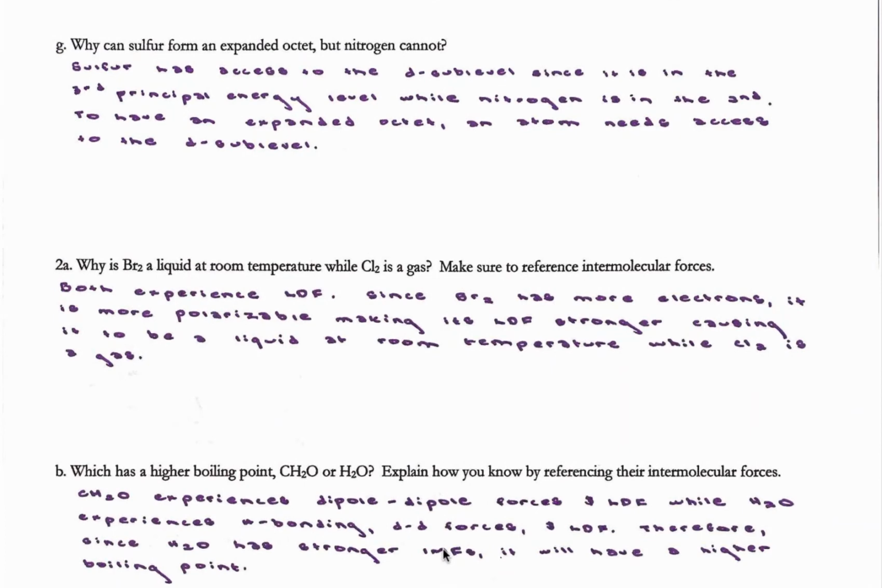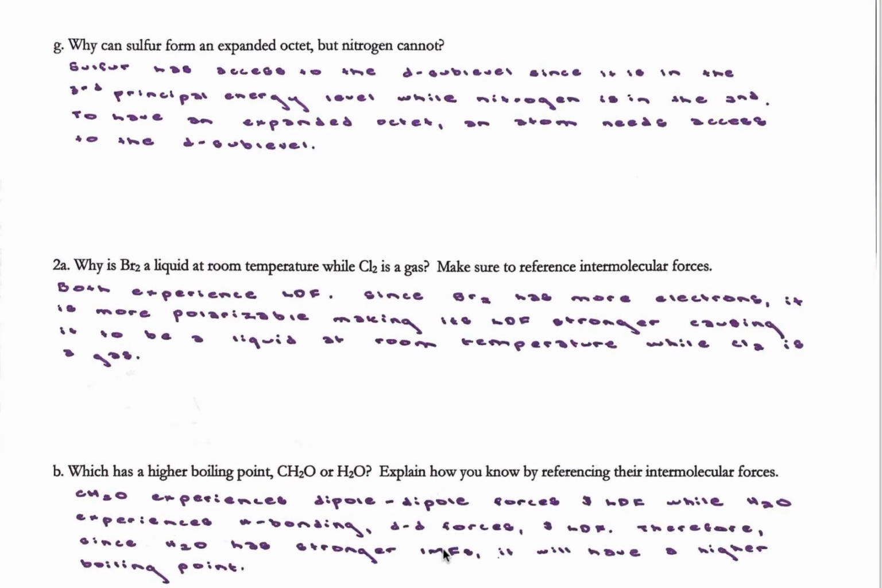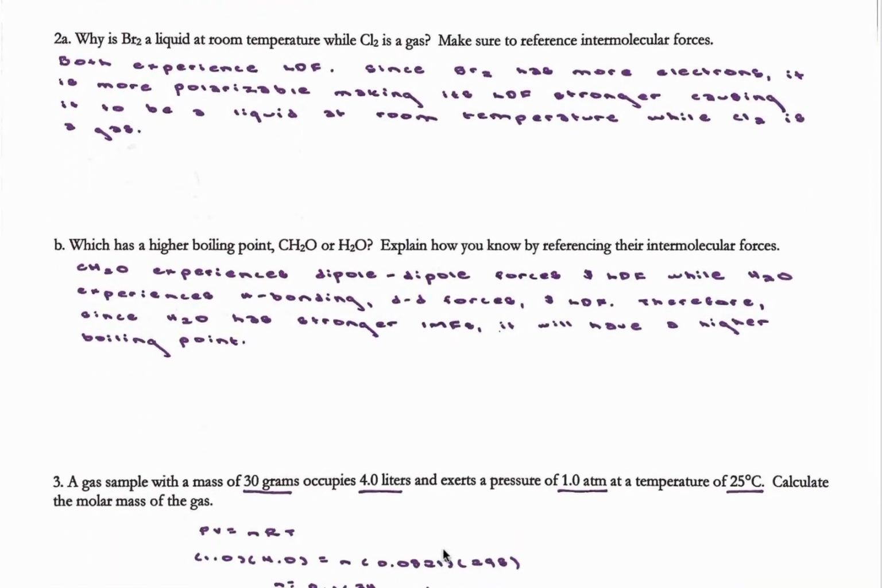For G, it says, why can sulfur form an expanded octet but nitrogen cannot? So keep in mind, in order to form an expanded octet, an atom needs access to the D sublevel. And so since sulfur is in the 3rd energy level, it can form an expanded octet, but since nitrogen is only in the 2nd energy level, it does not have access to the D sublevel, and therefore it cannot have an expanded octet.